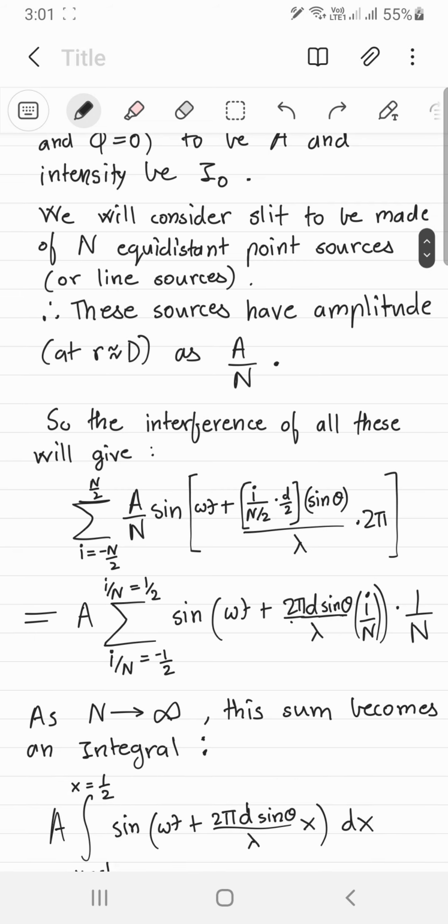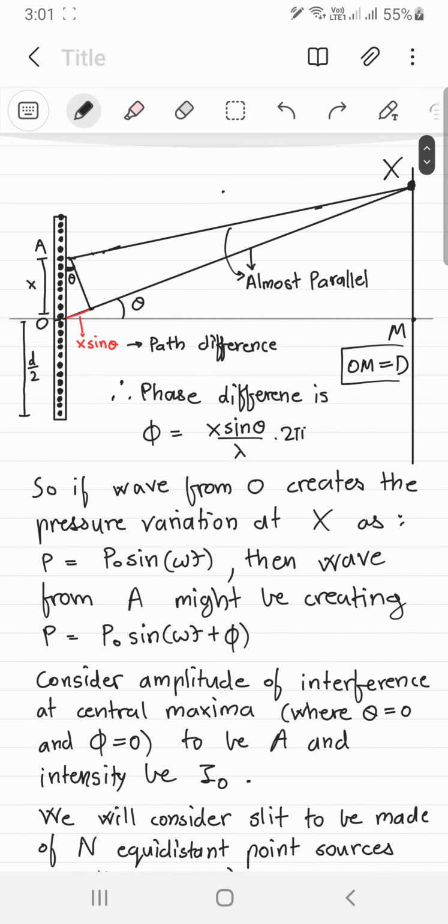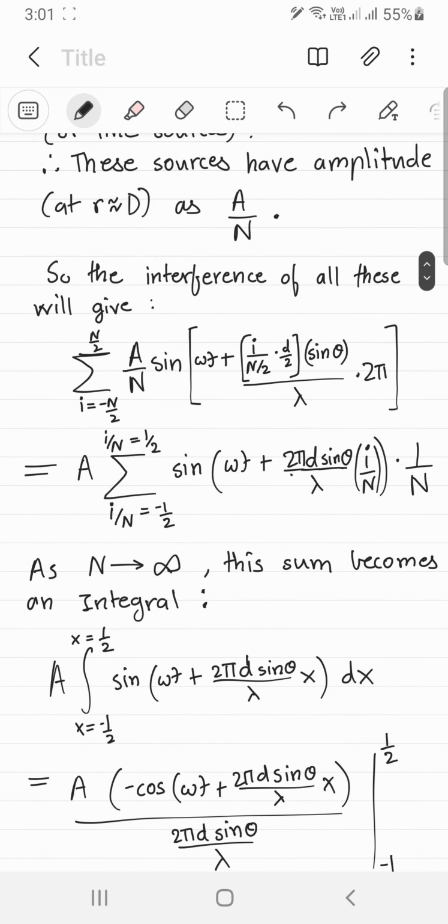So the interference of all of these sources for this point capital X, all right, so you have all these sources with almost the same distance capital D, and so they have almost the same amplitude, but their phases are different. So what will be the amplitude of the final interference at this point capital X? That's what we want to find. So we can say that the interference will basically give the pressure variation as this sum.